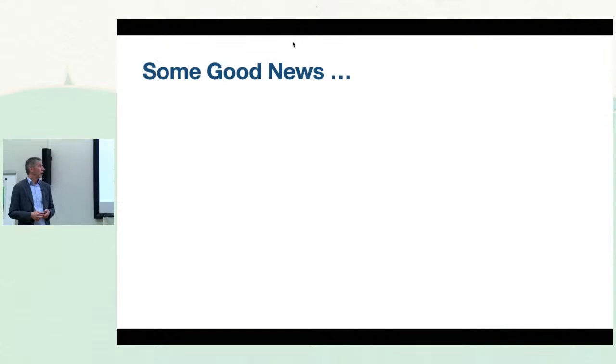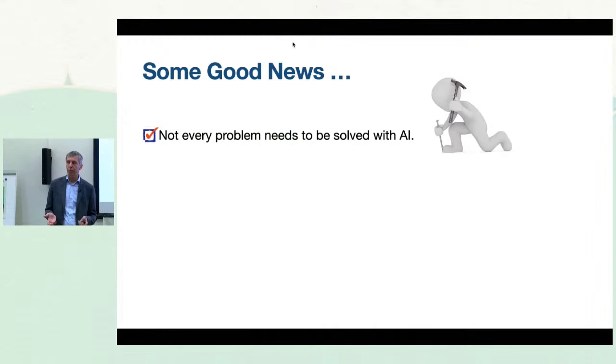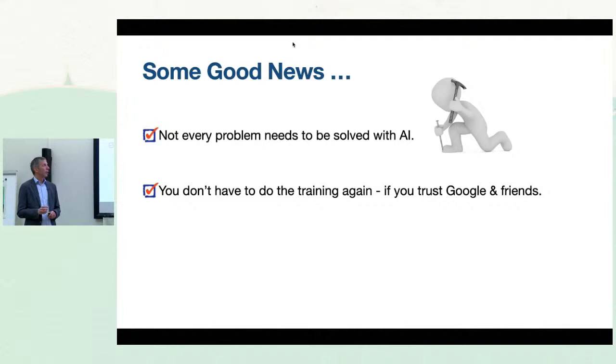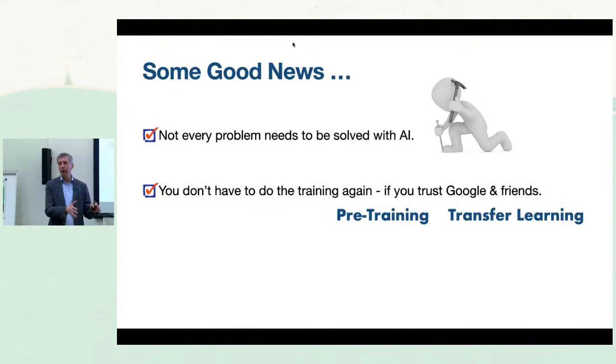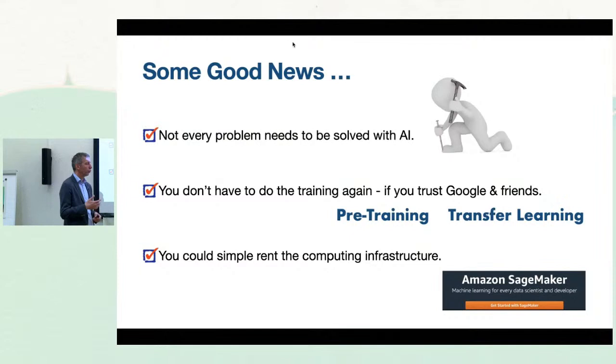However, we have some good news. First of all, not all problems need to be solved with AI. Of course, if your only tool is a hammer, then everything is a nail. But we don't need AI for all problems we have in computing and in many domains. The second thing is you don't have to train this model again and again. You can just reuse this model, if you trust that Google has done it in the right way. This is called pre-training, and there's also a technique called transfer learning, where you take a model and adjust it. And finally, going back to the data center idea, you could simply rent the computing infrastructure. You can go to Amazon, Microsoft, or Google, and train your models with your data on this hardware, and you don't have to buy it yourself.